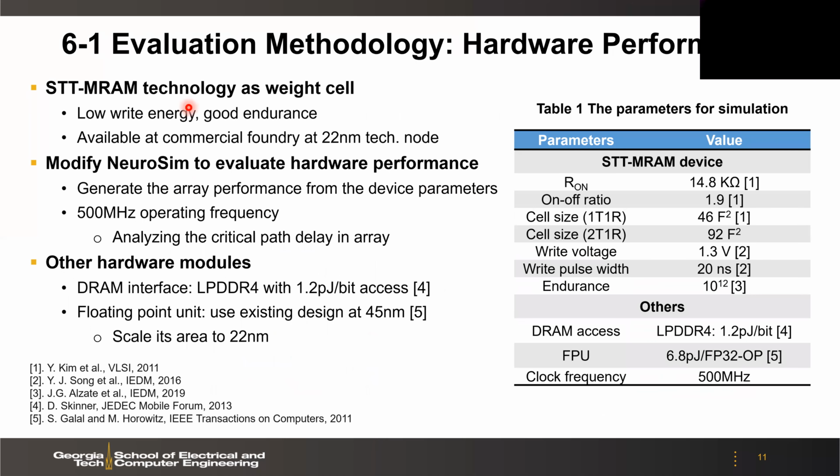In the hardware design, we use STT-MRAM as a weight cell due to its low write energy and good endurance. Besides, commercial foundries have started to provide the process for 22 nanometer STT-MRAM. The device parameters are listed in Table 1. The hardware performance evaluation is based on the modified NeuroSim simulator. It generates the computing memory array performance using the listed device parameters as the input. The clock frequency is 500 megahertz by analyzing the critical path delay in the computing memory array.